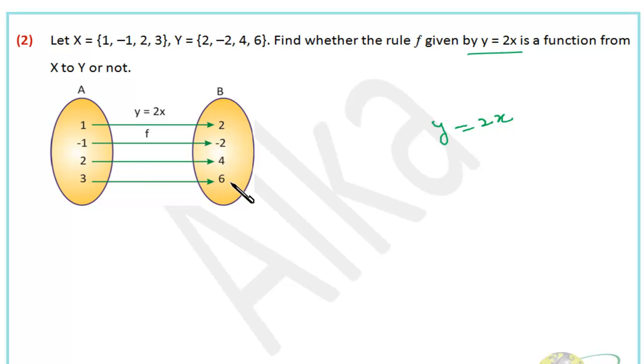Now we have to check whether it is a function or not. Again, the two tests we have to do. All the elements of set A are having images in set B. Apart from that, each element of A is having a unique image in set B. 1 is mapped with 2 only, -1 is mapped with -2 only, 2 is mapped with 4 only, 3 is mapped with 6 only. So this will be a function. Now here in this function, what will be the domain? It's a function first of all.